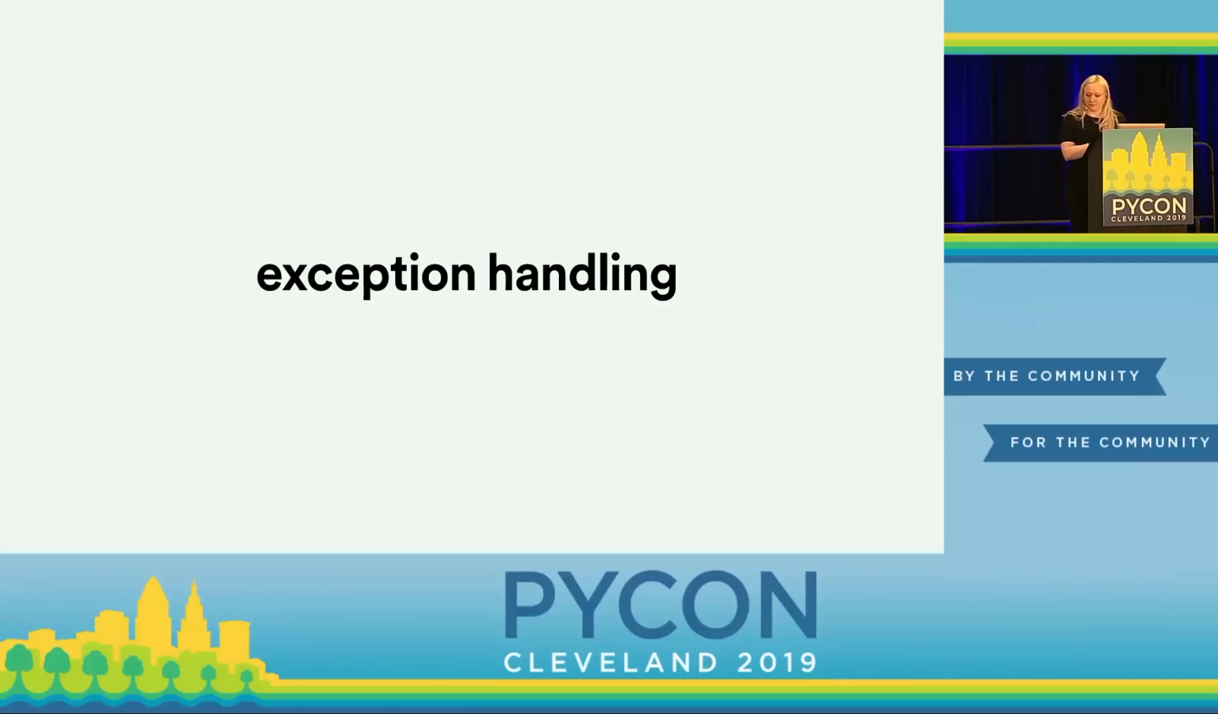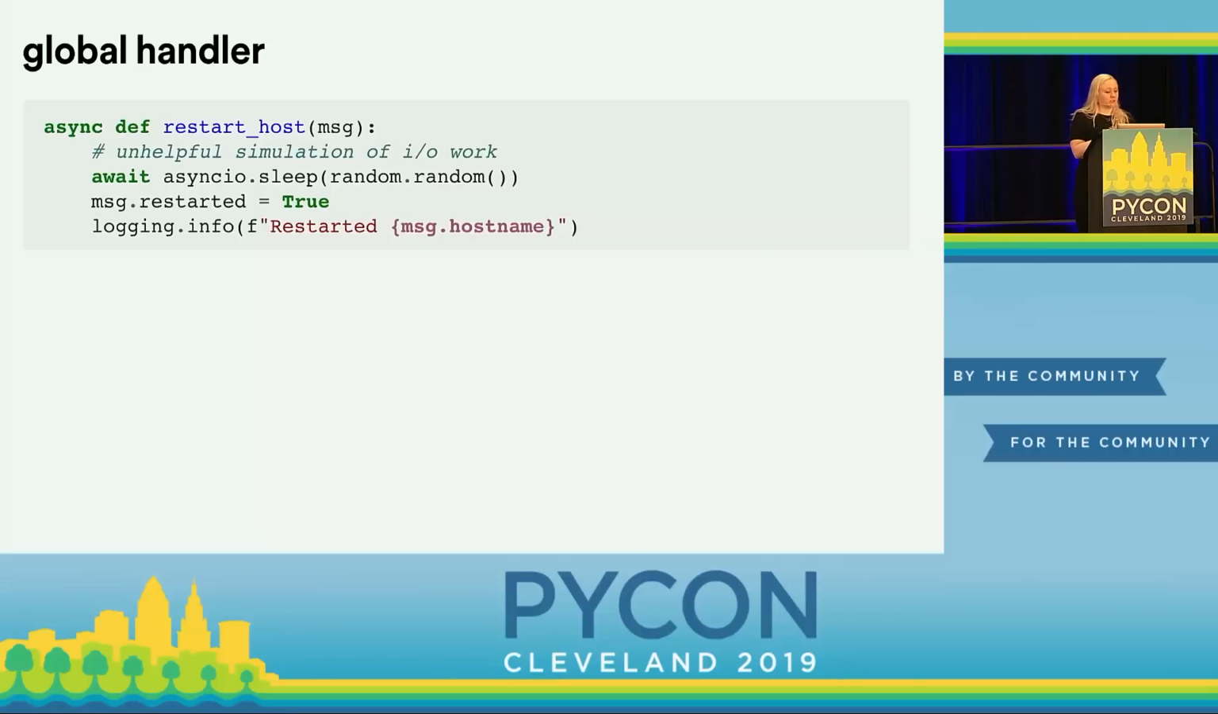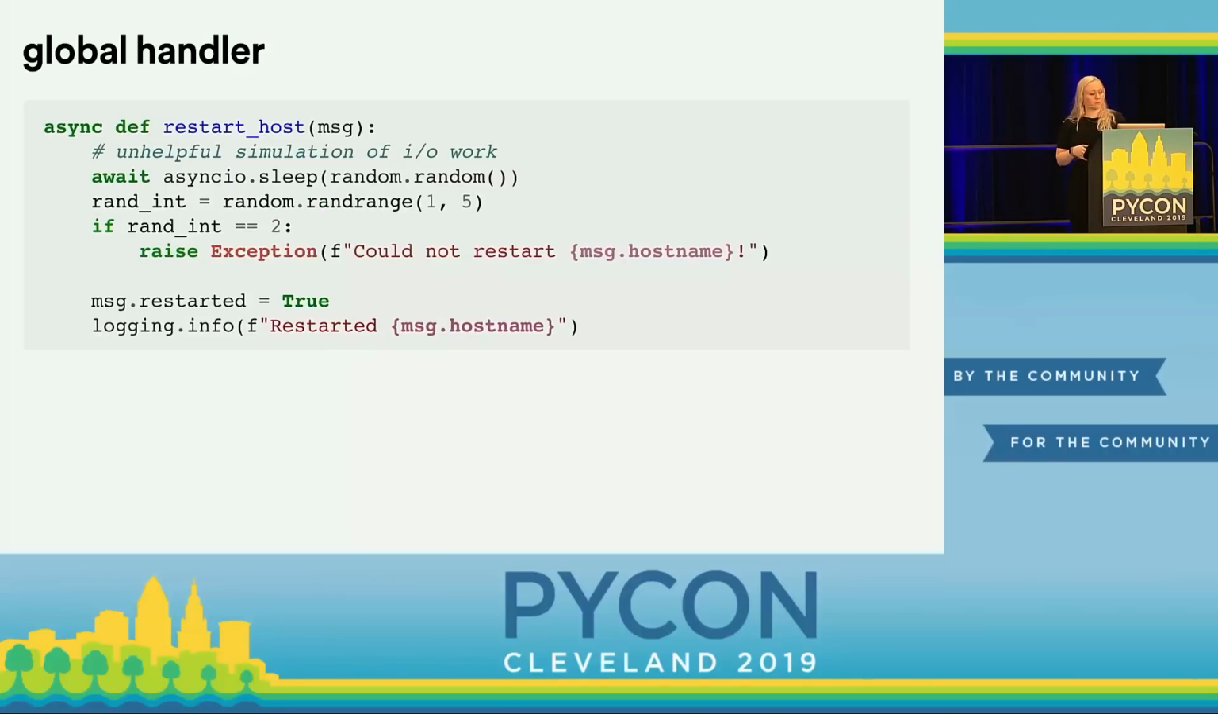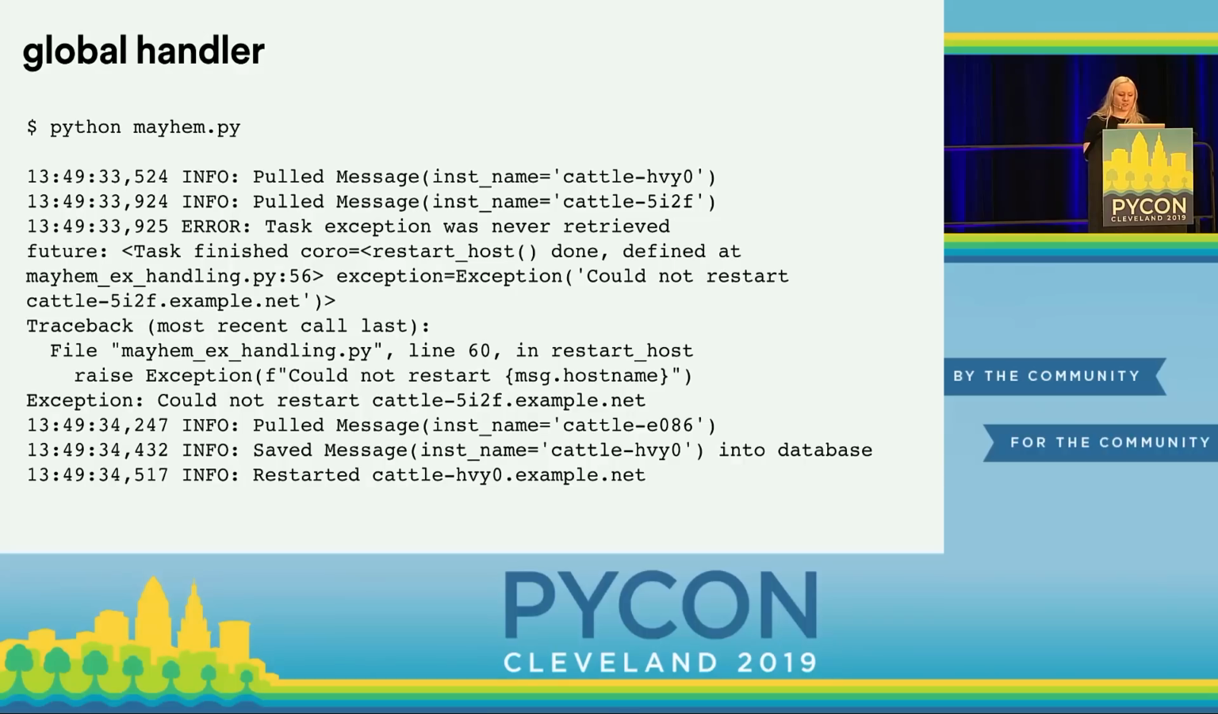All right, moving on to exception handling. You might have noticed that we have not handled any exceptions so far. So let's revisit our restart host coroutine, and we're going to add a super realistic exception. And so when we run this, we do see that the super serious exception was raised, but that we also get a "task exception was never retrieved". This is because we don't properly handle the result of a task when it raises.